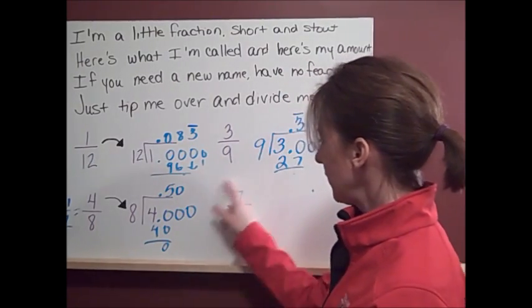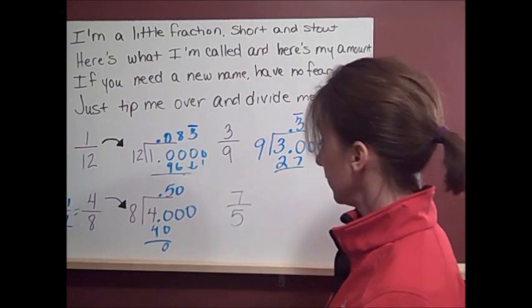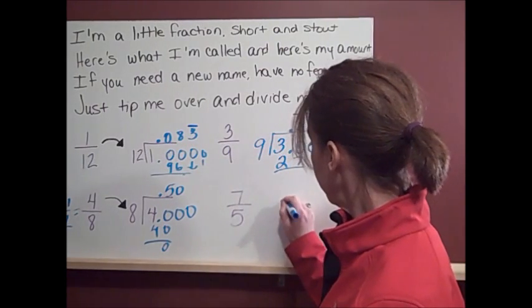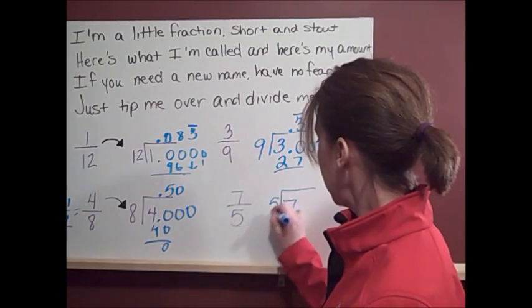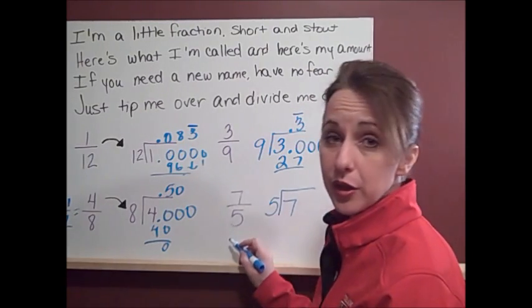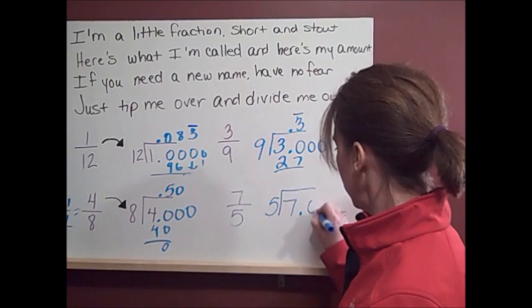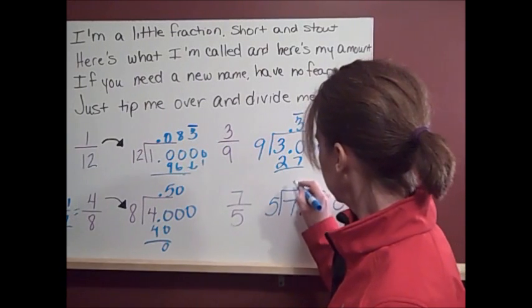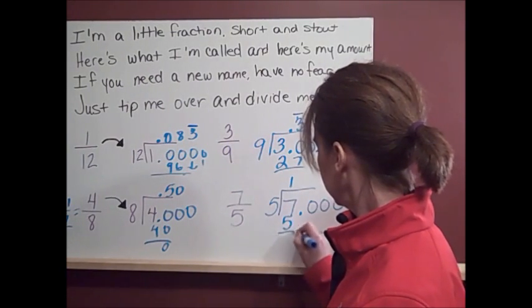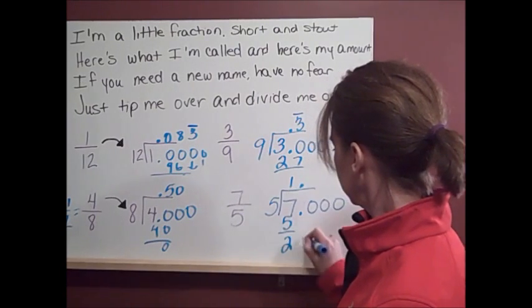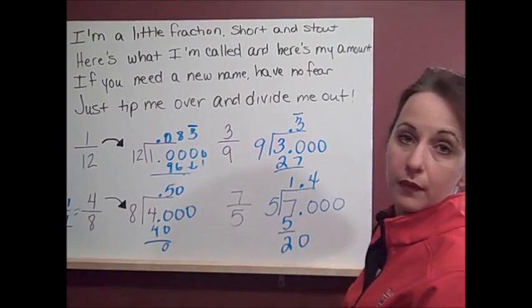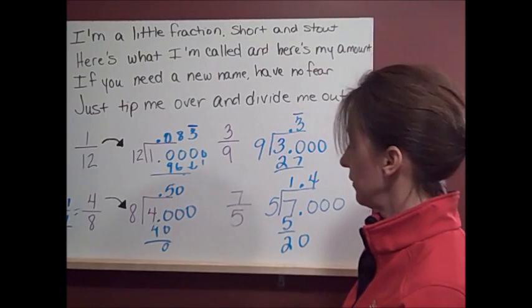Well, what about an improper fraction? Well, tip me over and divide me out. Because this fraction is greater than 1, I must have a decimal greater than 1. 1 4/10.